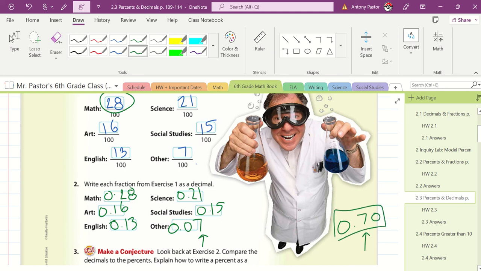So make sure that when you have a single digit above the 100, you put the 0 in front of it to make sure that that last number falls in the hundredth spot. So 7% would be 0.07.